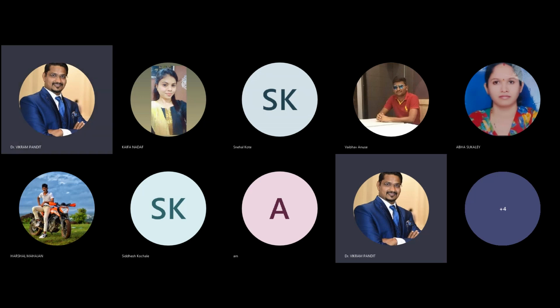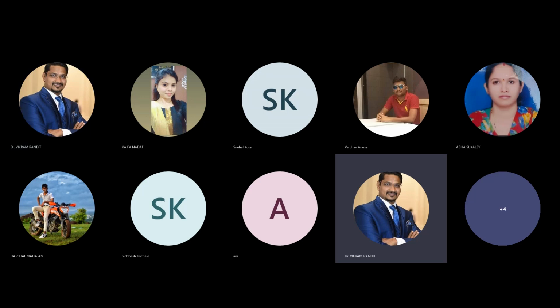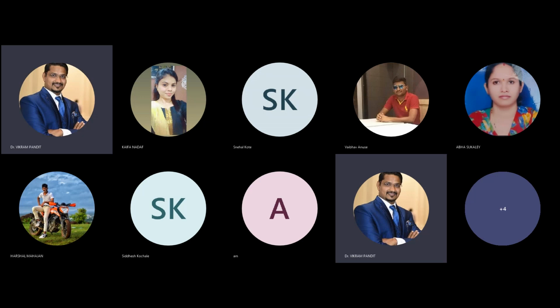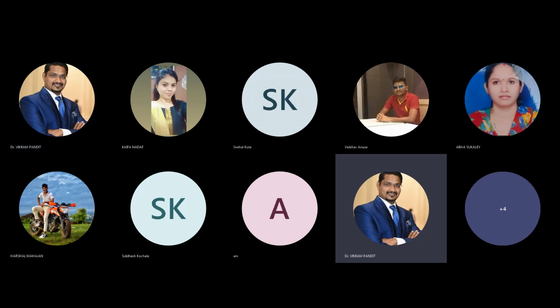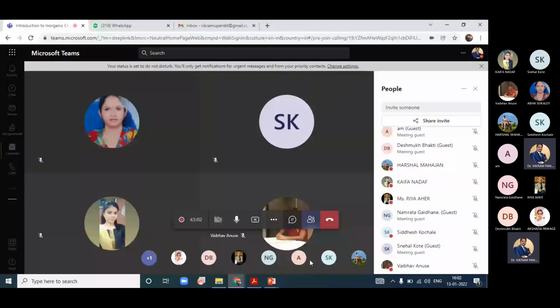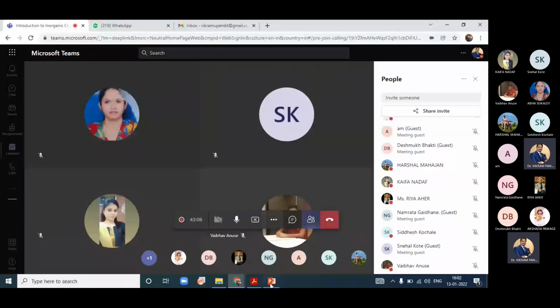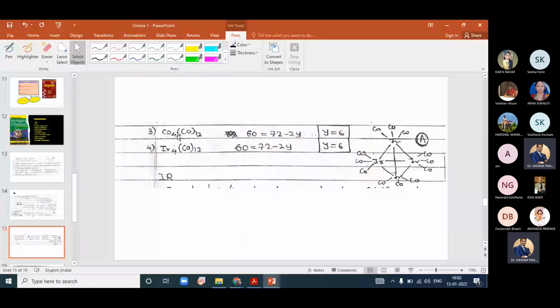How to find this? Can anybody give the answer? Okay. See, Co4 and CO by 12.